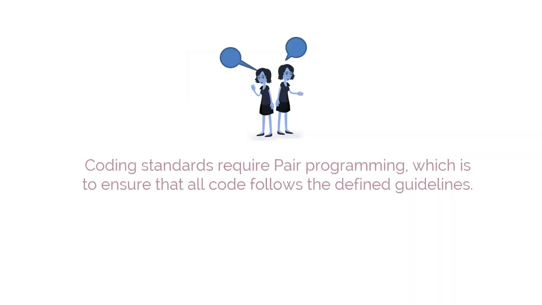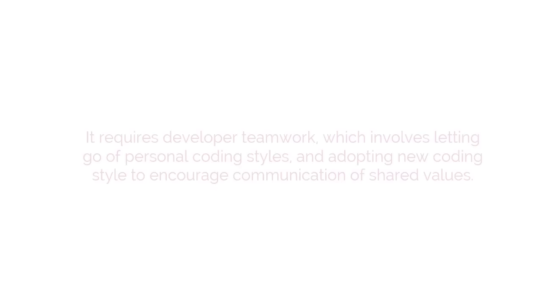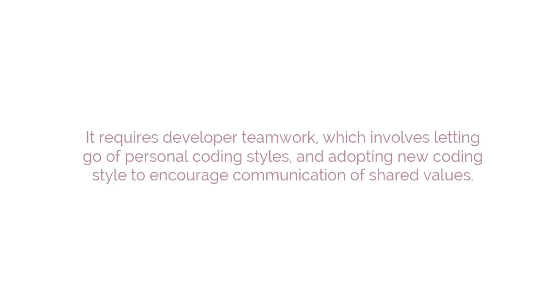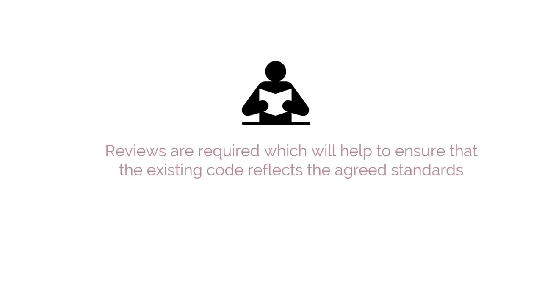Coding standards require pair programming, which is to ensure that all code follows the defined guidelines. It also requires developer teamwork, which involves letting go of personal coding styles and adopting a new coding style to encourage communication of shared values. In addition to these, reviews are required, which will help to ensure that the existing code reflects the agreed standards.